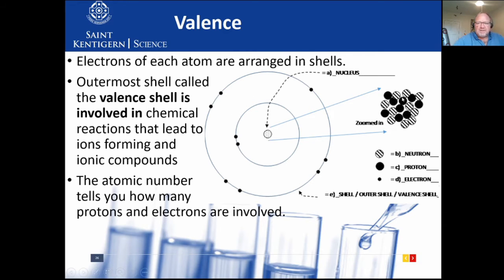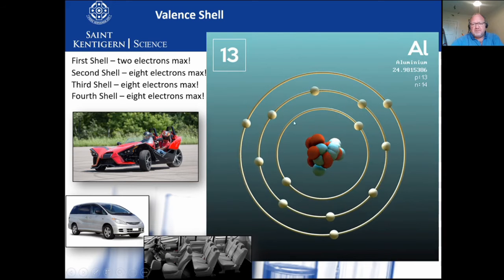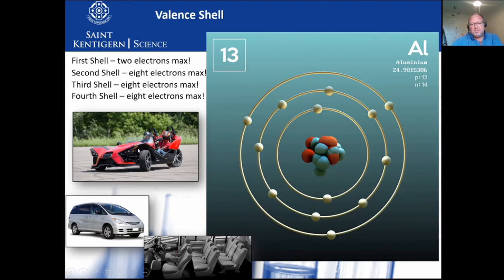We just talked about that. You have to have your number of protons and your number of neutrons in the middle, which is called the nucleus. Then we have to have the electrons. Now, can you remember I said that that first shell can only take 2 electrons. It's like a 2-seat sports car.